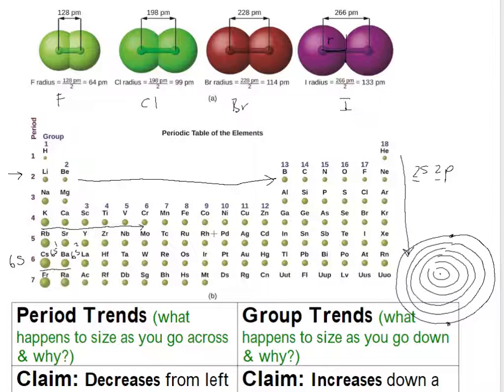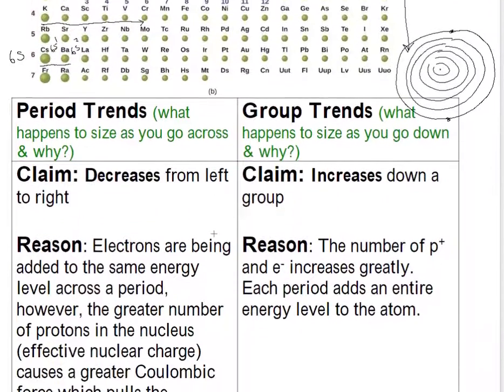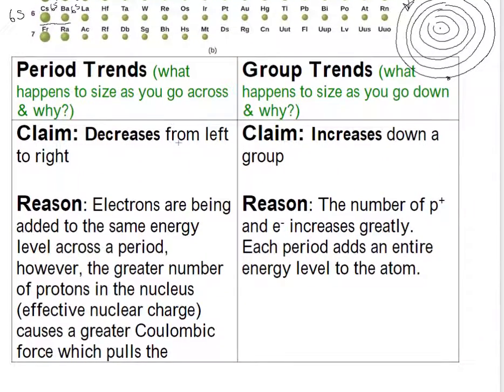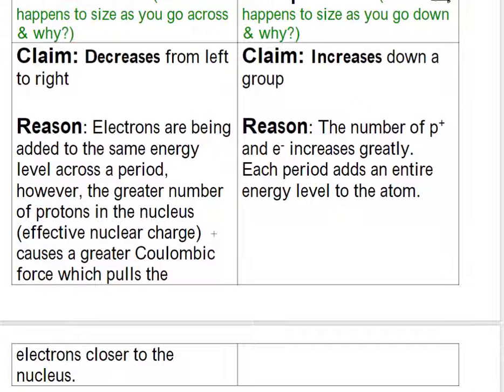So let's sum that up. What we're going to say is that electrons are being added to the same energy level across a period. However, the greater number of protons in the nucleus, which we call the effective nuclear charge, that's how many positives are in the center, causes a greater Coulombic force. That's just a fancy way of saying force of attraction. So it causes a greater force, which pulls the electrons closer to the nucleus, and therefore the atoms get smaller as you go to the right.